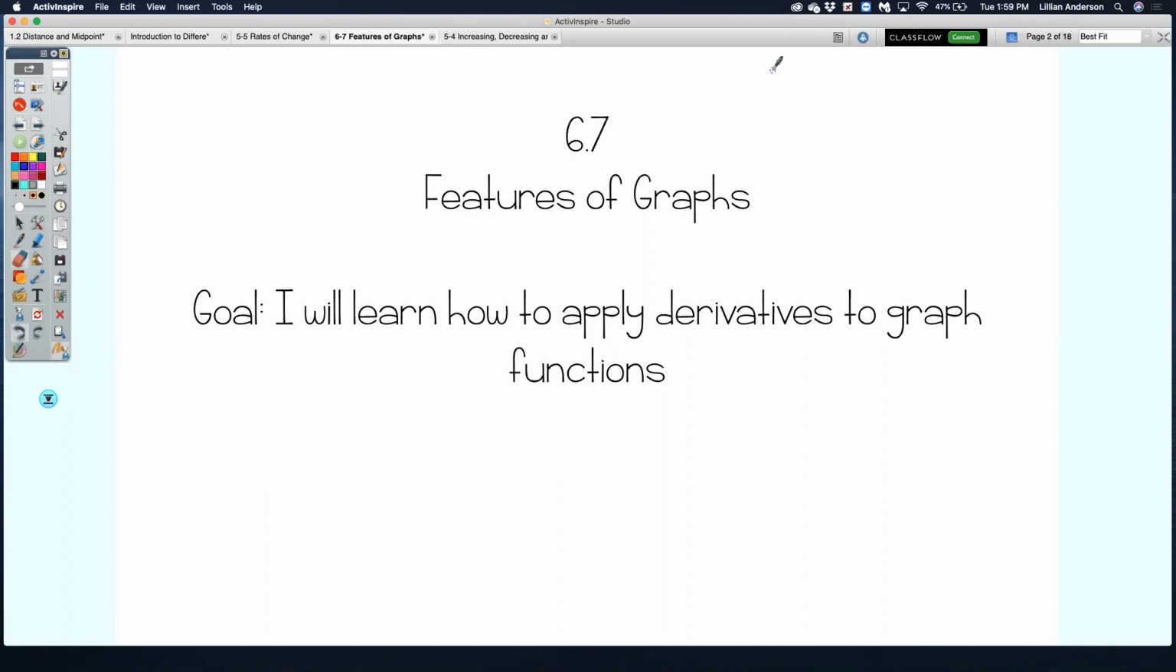This will be beneficial for a non-calculator type of question, because now we're going to use the derivatives to graph functions. We're going to use them to determine intervals of increasing and decreasing. We're going to use them to find maximums and minimums, a whole bunch of different things that, of course, if we had a calculator, we just type in a function to find out, but we can use them without.